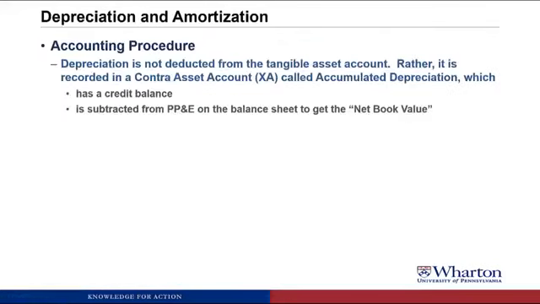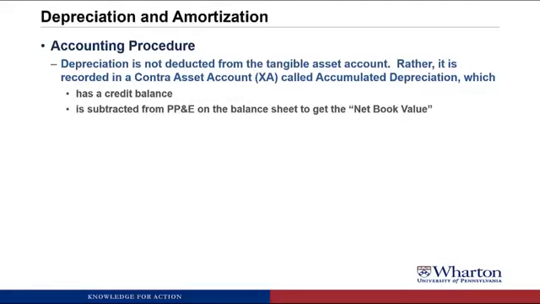Now let's talk about the accounting procedure for depreciation and amortization. Starting with depreciation. Depreciation is not deducted from the tangible asset account. So in other words, if you were taking depreciation on a truck, you wouldn't deduct it from the truck account. Instead, the depreciation is going to be recorded in a contra asset account called accumulated depreciation.